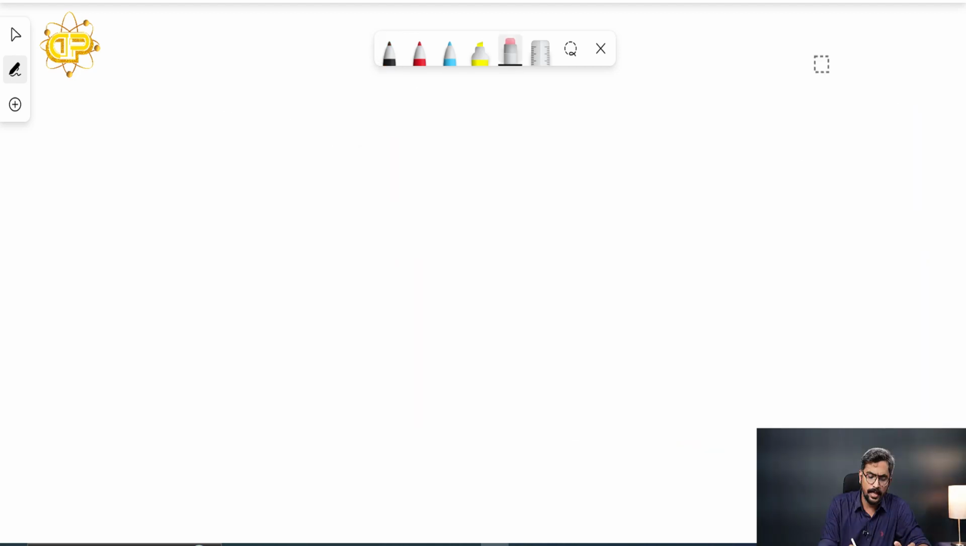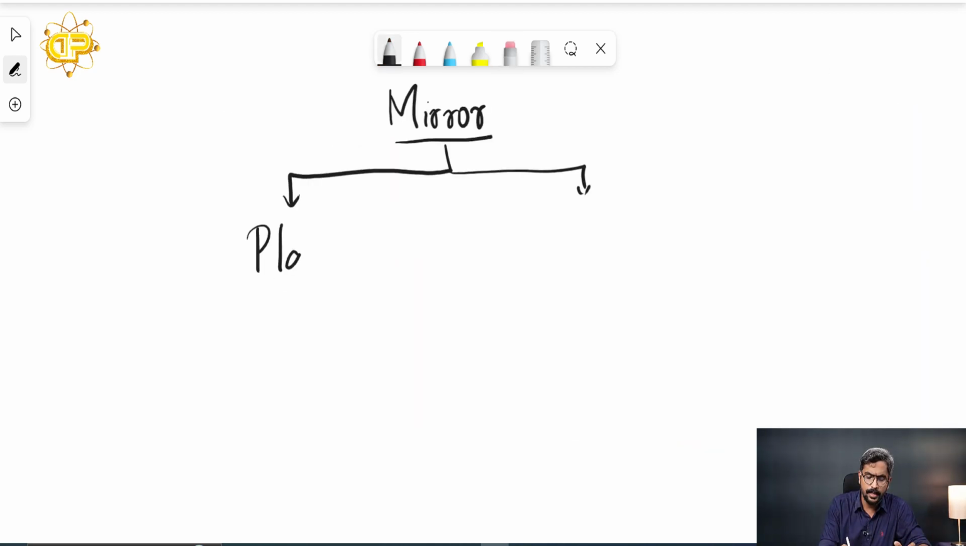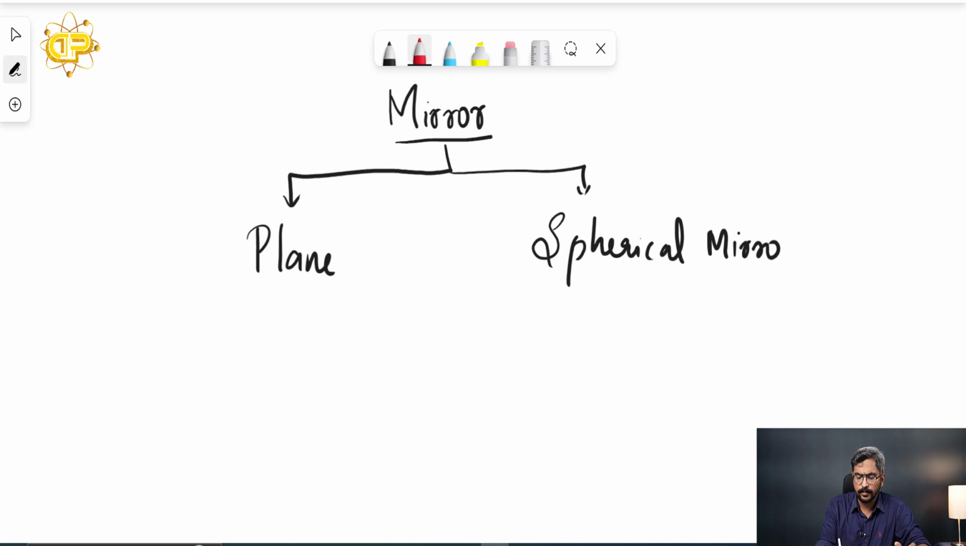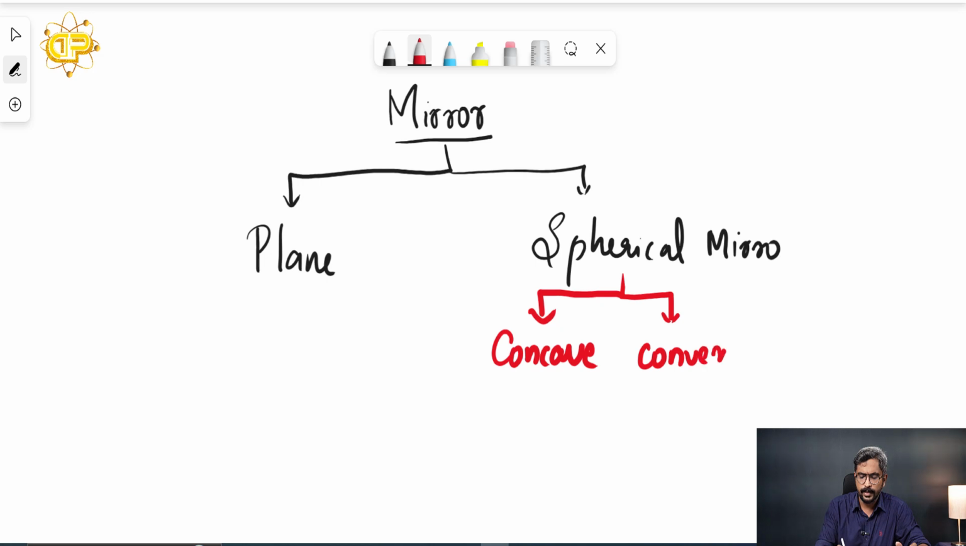Next point is mirrors. In nature, there are two types of mirrors mainly. One is the plane mirror and the next one is the spherical mirror. And the spherical mirror is again classified into two: the concave mirror and the convex mirror. Concave and convex mirror, these are what we are going to study. In the case of plane mirror, I already discussed it; the link is in the description.